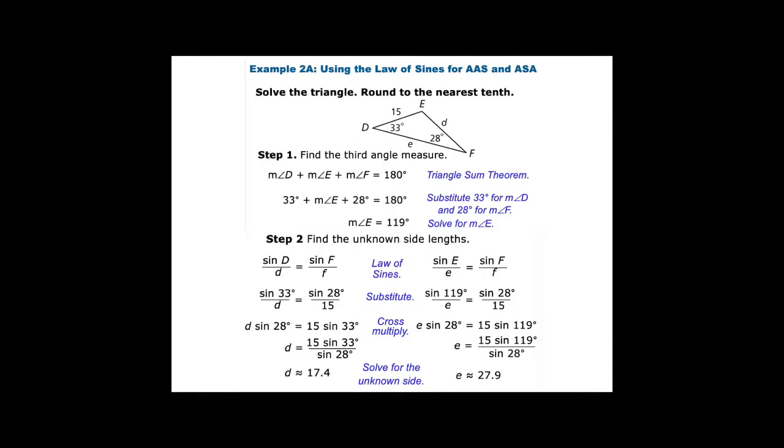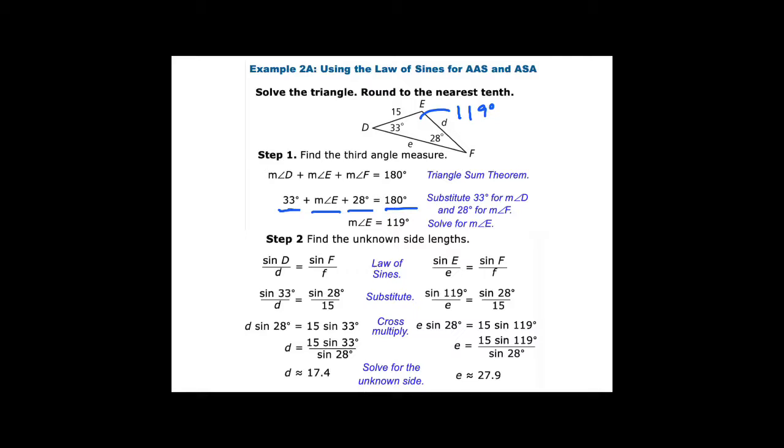Another example, solve the triangle and round to the nearest tenth. Step 1, find the third angle measure. You take the angles that you know, and we know that a triangle adds up to 180 degrees on the inside. One is 33, the other is 28, and we set that equal to 180. If we add the 33 and the 28 and subtract that from 180, we know that the last angle is 119 degrees.